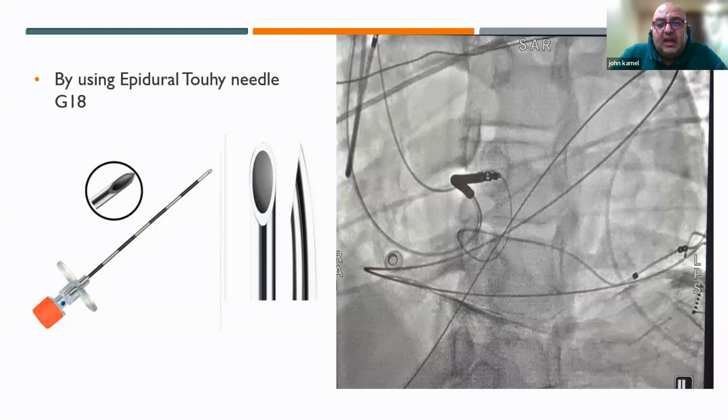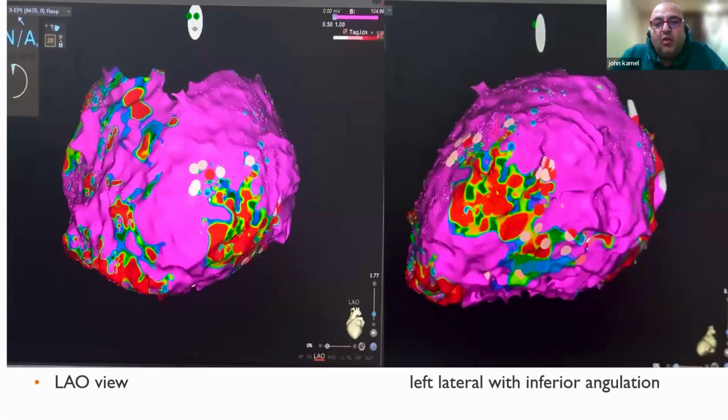And again, we did an epicardial voltage map. When we did this epicardial voltage map, definitely you can see in this left lateral view a huge scar in the mid-apical lateral and mid-apical inferior segments, with multiple late and LAVA potentials.